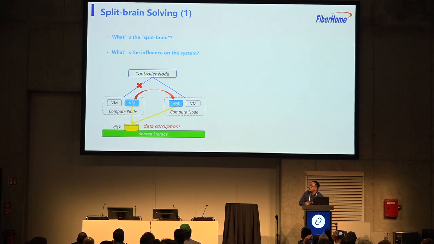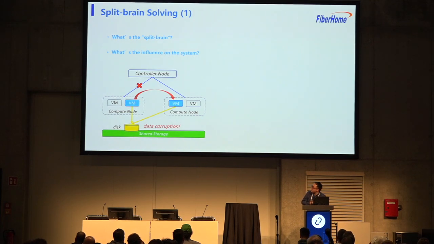It's a result of cluster partition where each side believes the other is dead, and then proceeds to take over resources as though the other side no longer owns any resources. So what's the influence on the system? I'll use the following graph to give an example. When the controller finds the compute node disconnected, it's difficult to judge whether the broken link is caused by a host failure or a network failure.